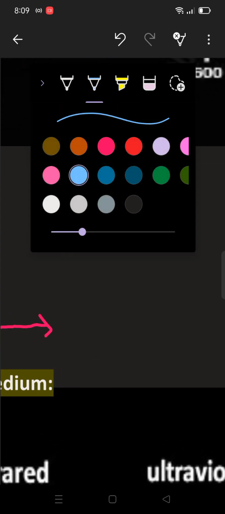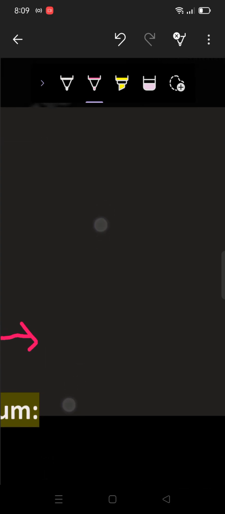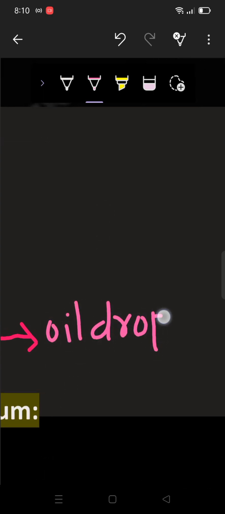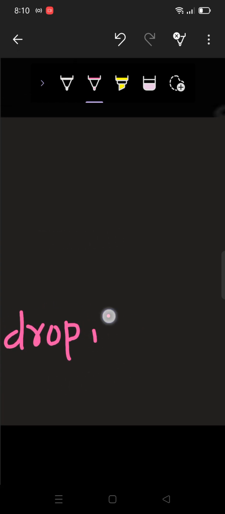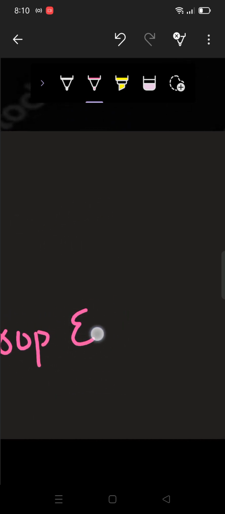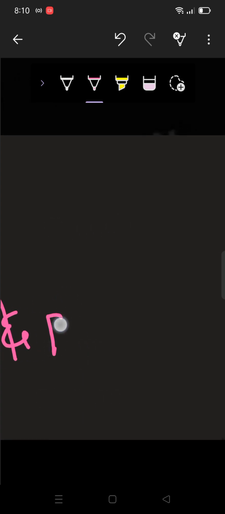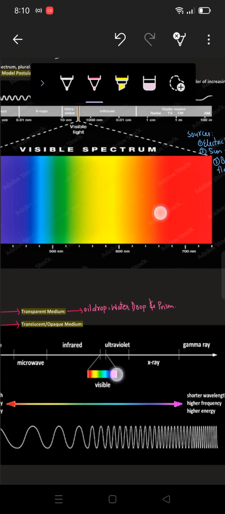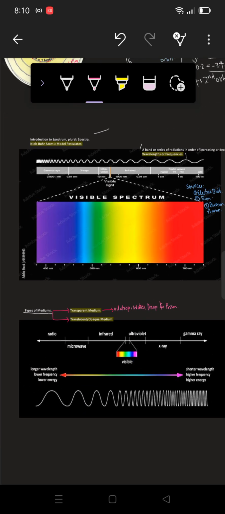What we include here is oil drop, water drop, and prism, right? These are all transparent medium.